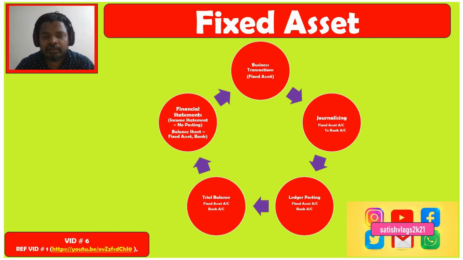Now let's move to the last phase of the accounting cycle, which is the financial statements phase. What are the primary elements of the financial statements? One is the income statement and the other one is the balance sheet.